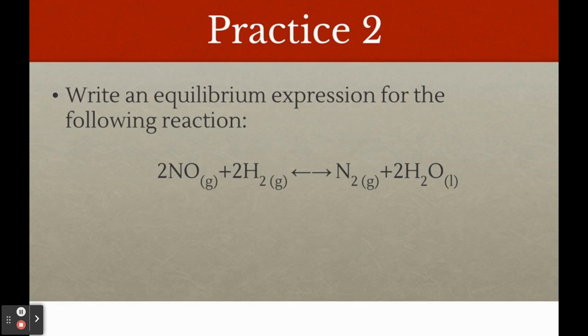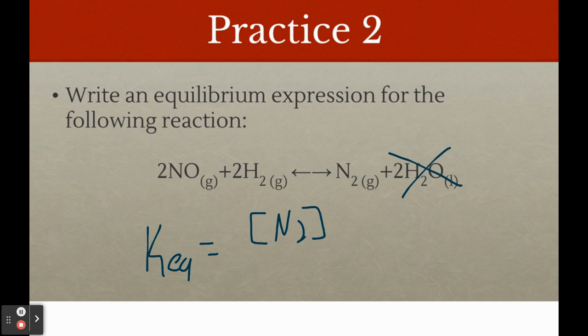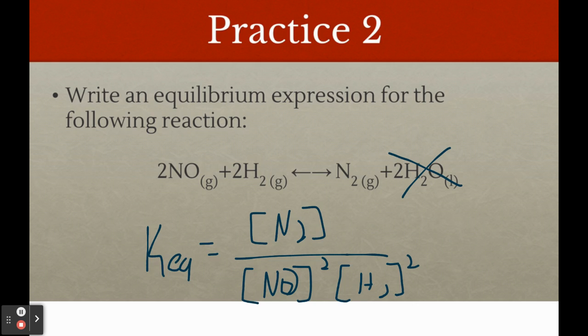Okay, the next reaction we have is this one. So only gases and aqueous solutions are going to be involved in the equilibrium expression. So since H2O is a liquid, we will not include it. So KEQ will be equal to the concentration of N2 divided by the concentration of the reactants. So the concentration of NO to the second power times the concentration of H2 to the second power.